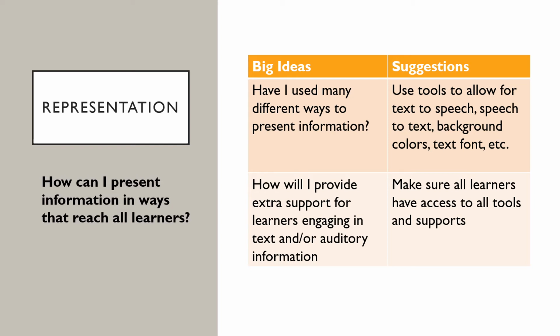Some suggestions for how you can do this is to use tools and make them available to all learners. Tools such as speech to text, text to speech, background colors, changes of text and font. Making sure that all learners have access to all of these tools. So if we have a dictionary tool that can also be translated to other languages, then you've ensured that all students have the ability to define a word, understand a word, and translate that word to their native language. By just adding that dictionary, you've provided access to every one of your students' language needs.